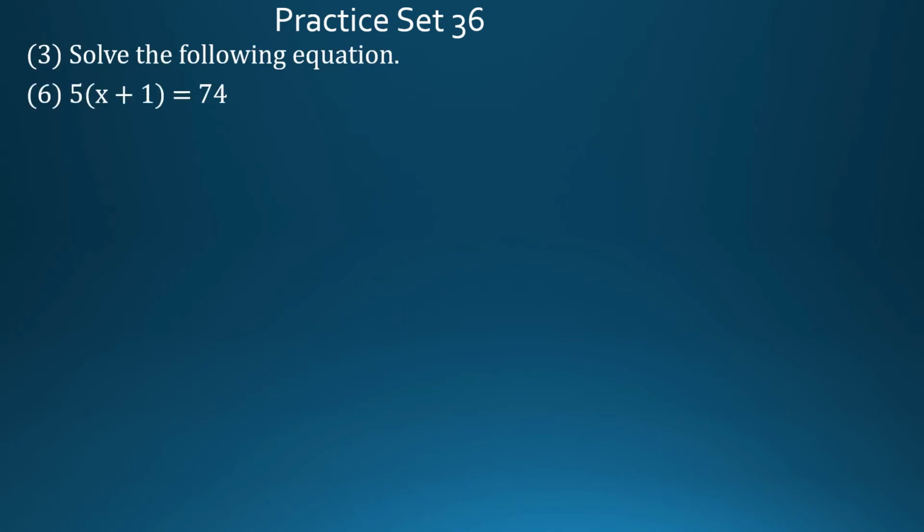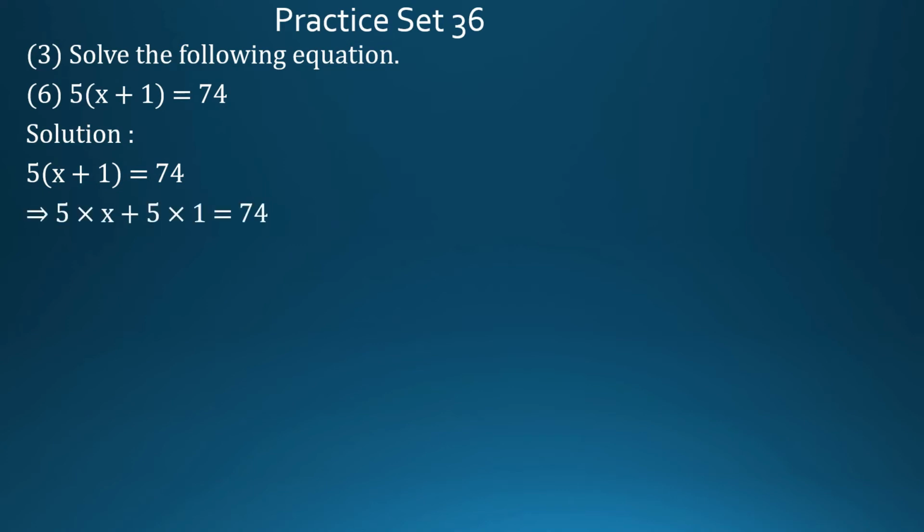Sixth question. 5 into x plus 1 is equal to 74. Solution: 5 into x plus 1 is equal to 74. Now what we do is we multiply 5 inside the bracket with both the terms which are present inside the bracket. So we have 5 into x plus 5 into 1 is equal to 74, which is equal to 5x plus 5, which is equal to 74. So therefore 5x is equal to 74 minus 5. We just take 5 on the right hand side of the equation. So it was plus 5 before. When we take it on the right hand side, it will become minus 5. So we get 5x is equal to 74 minus 5.